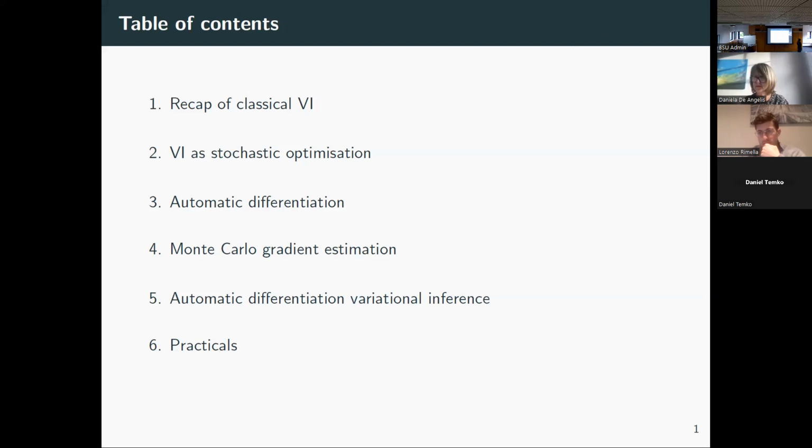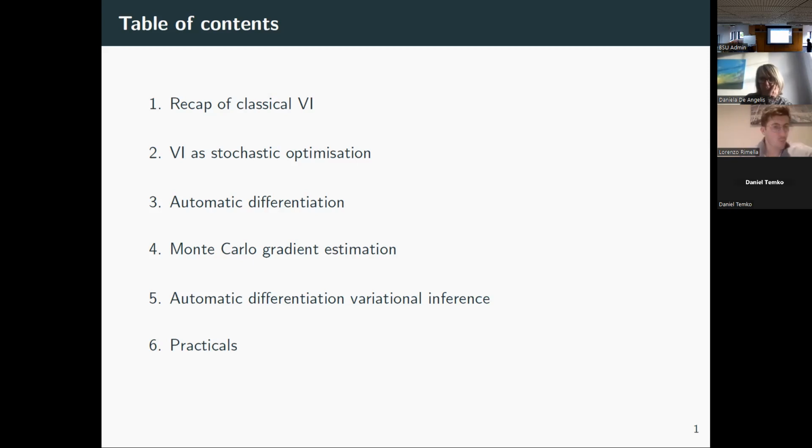So here's a scheme of things that I'm going through. I'll briefly touch upon yesterday's stuff, that's the recap of the classical VI framework. Then I'll reframe inference as a stochastic observation problem. I'll have a very short mini tutorial on automatic differentiation, just to know what's going on. Generally, when you use some software, there are lots of terms thrown around, so it helps to get an idea.